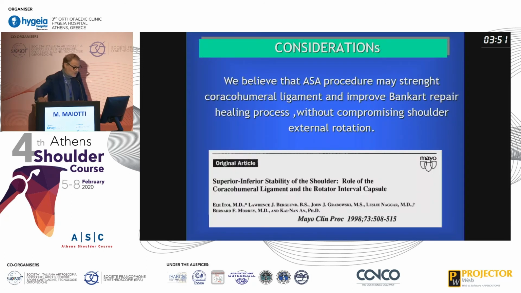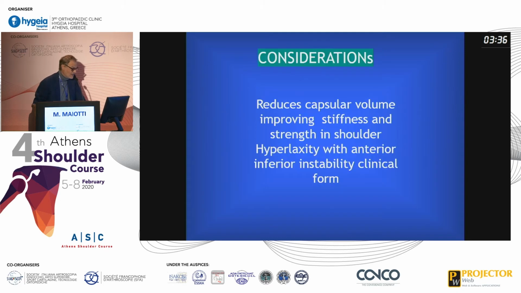So, a little consideration. We have to study more how this technique is healing, but we believe that the ASA procedure may strengthen the coracohumeral ligament and improve biologically the healing process of the Bankart repair. And we think that it reduces, especially in a relaxed shoulder, the volume of the capsule, and it creates a little stiffness of the shoulder and more strength.